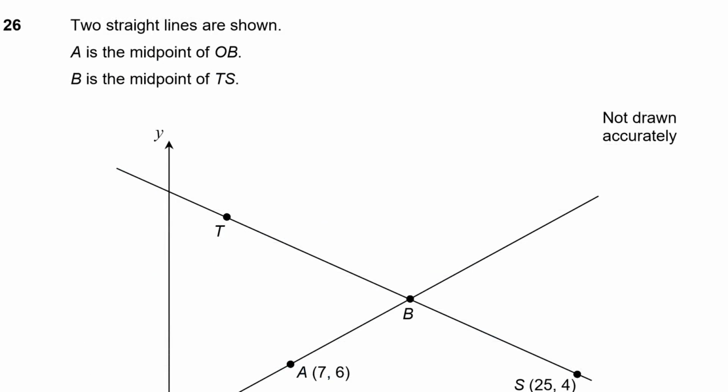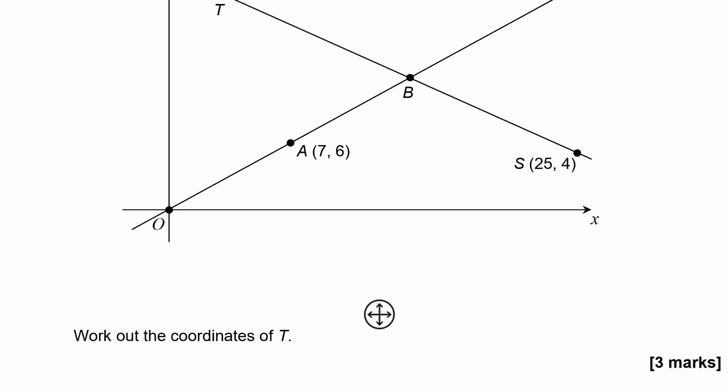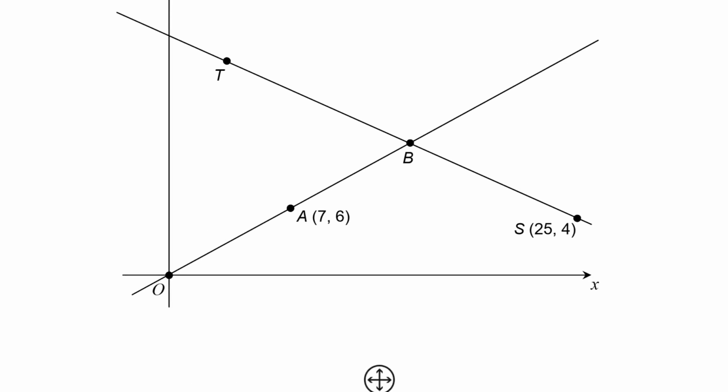Question 26. Two straight lines are shown. A is the midpoint of OB and B is the midpoint of TS. Work out the coordinates of T. So we're told that A is the midpoint of OB. Here's OB. And if A is the midpoint, look, O is the point (0, 0), isn't it, down here?